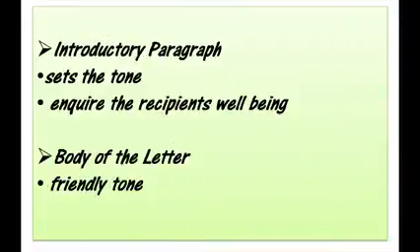Now we have come to the introductory paragraph. The introductory paragraph is the beginning of the actual letter. The introductory paragraph sets the tone for the whole letter. You might begin by asking the recipient about their well-being, or you may say that you hope the letter finds them in good health and great spirits. The opening of informal letters should be casual and comforting. It must not be formal and direct as in business letters.